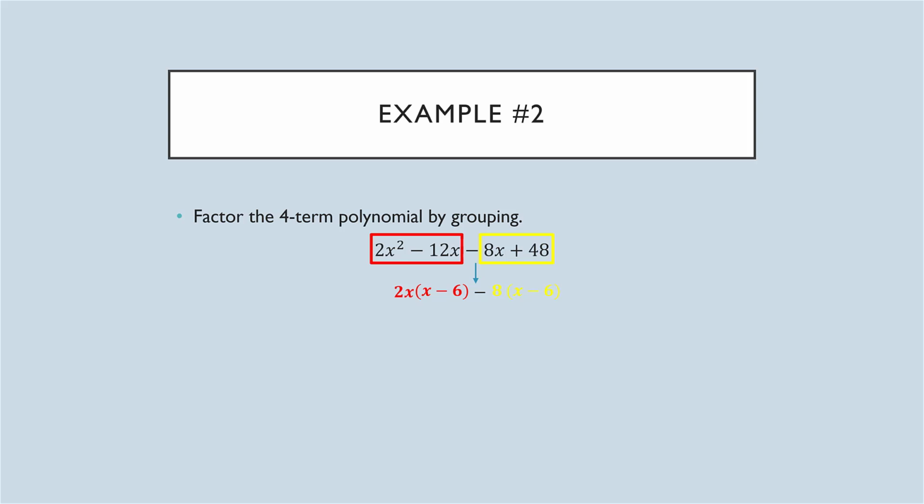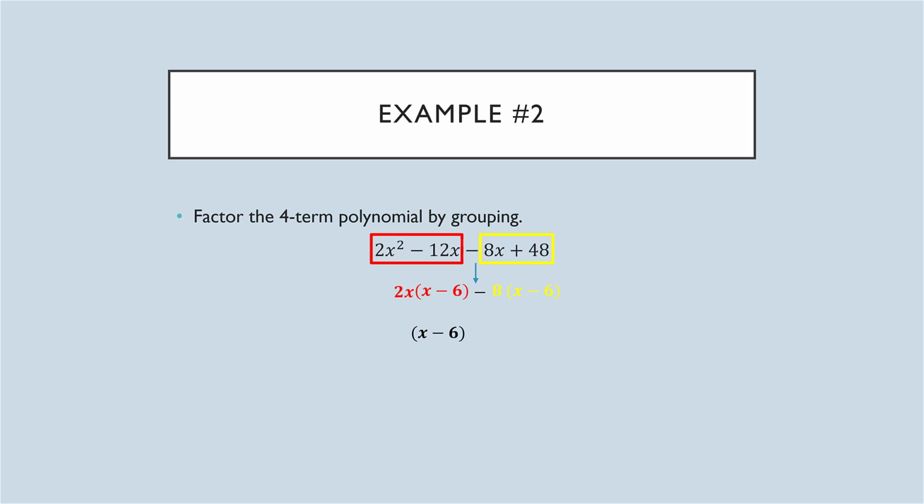Notice again, my parentheses here match. x minus 6 and x minus 6. That's exactly what we want to have happen, because when those match, we can write our factors. First one I'm going to write is x minus 6, because that's the part that matches.